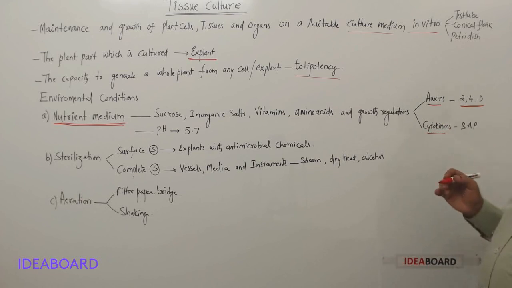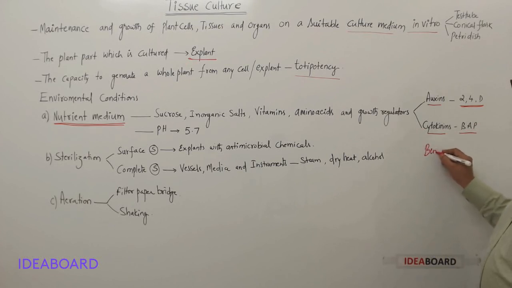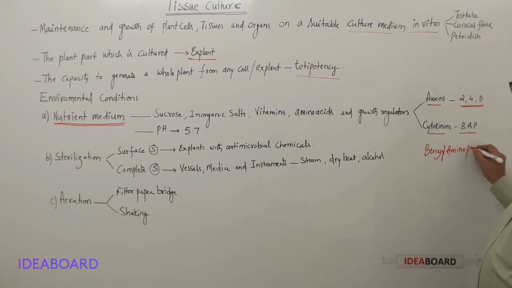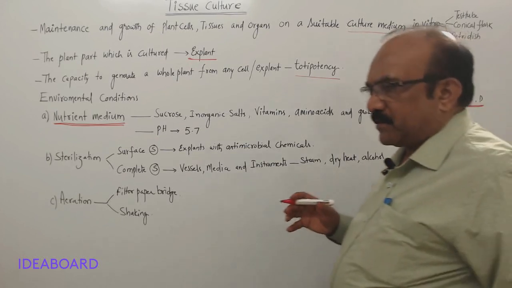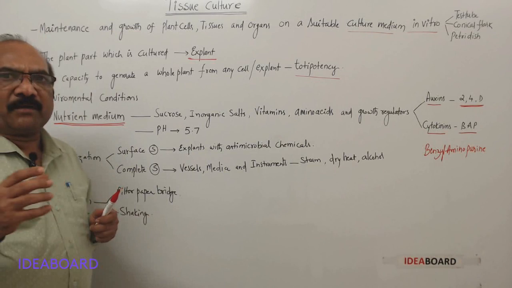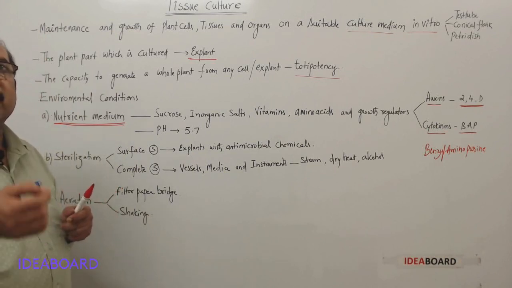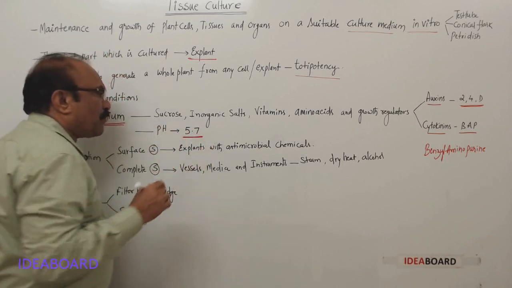And the cytokinin is also not a natural cytokinin. We are using BAP, that is benzyl aminopurine. So, this benzyl aminopurine is abbreviated as BAP. And once we have prepared a nutrient medium or culture medium, the pH should be tested and maintained, and the pH should be 5.7.